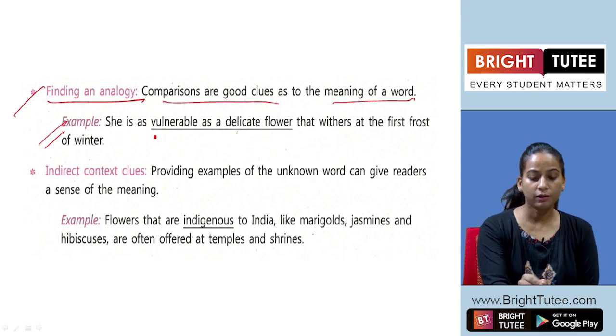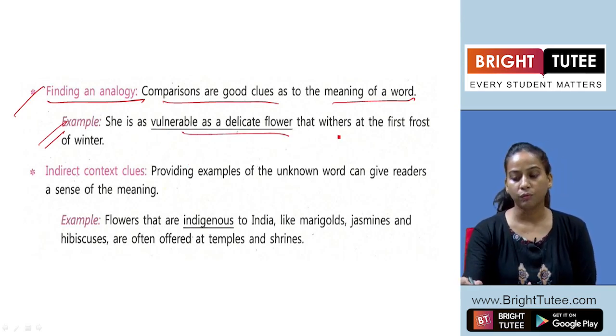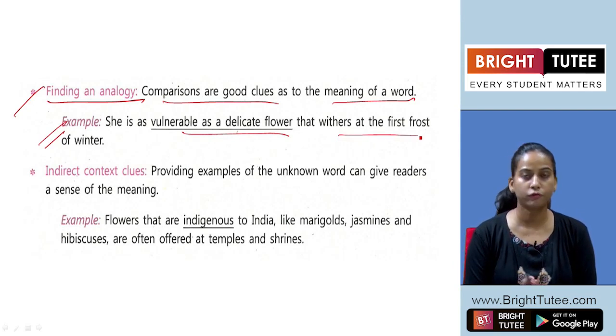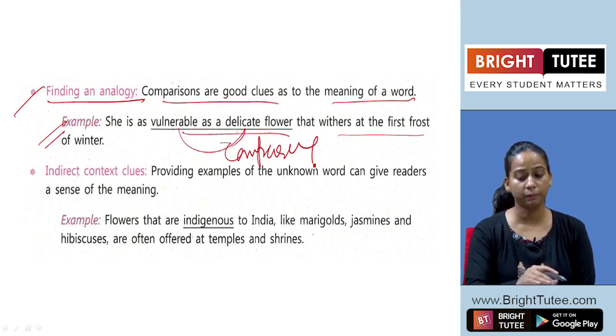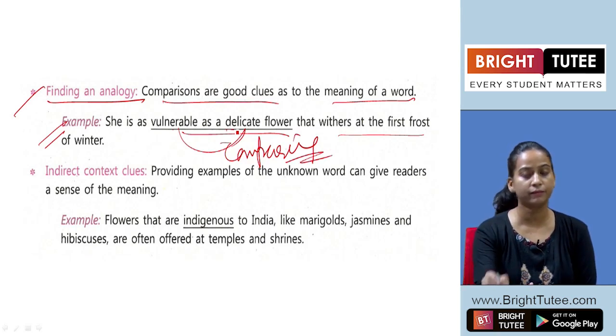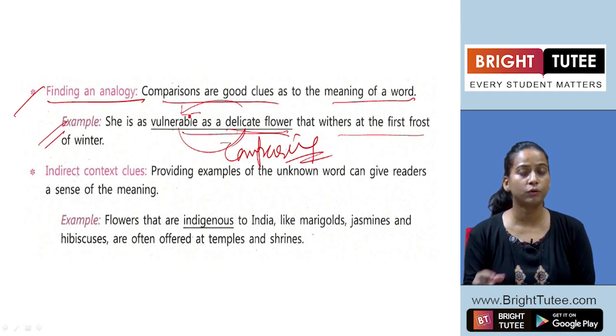Example: she is as vulnerable as a delicate flower that withers at the first frost of winter. So here we are comparing two things. The comparison is between the delicate flower and vulnerable, meaning those who are very soft, or we can say those who are not very strong.